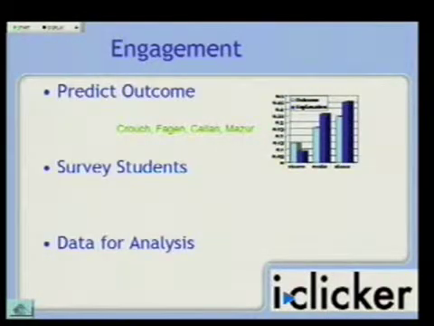And then data for analysis. I know statistics classes do this a lot, but in general courses, it's a great way to get data by just polling your students who are in the classroom, and you can work with that to make it very real and personal for them.